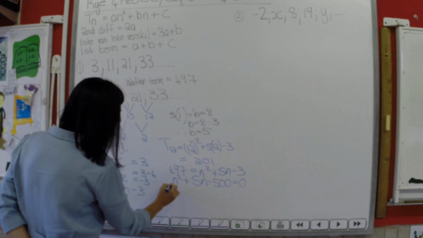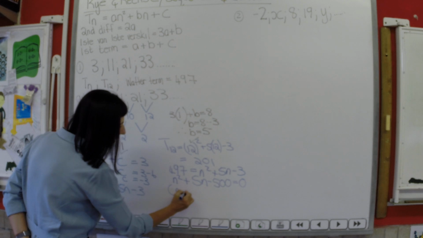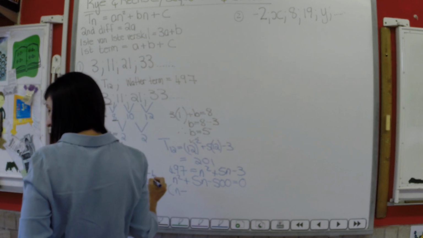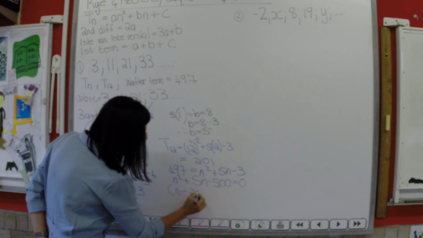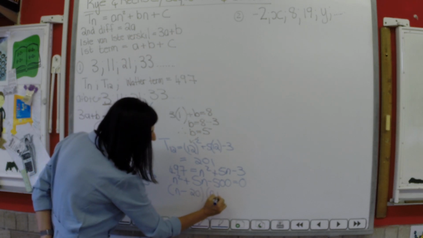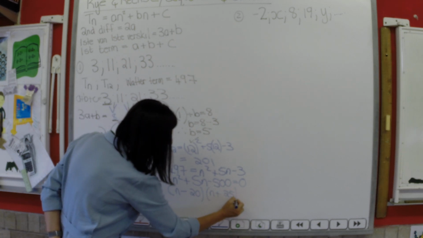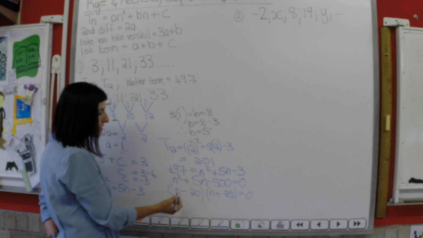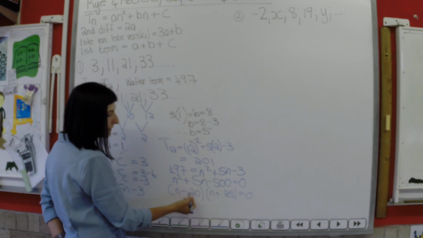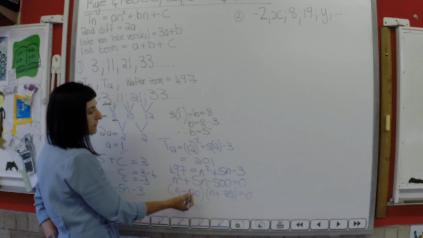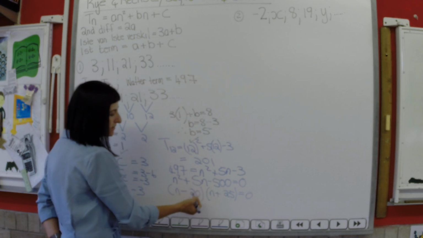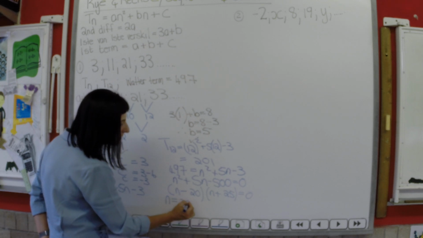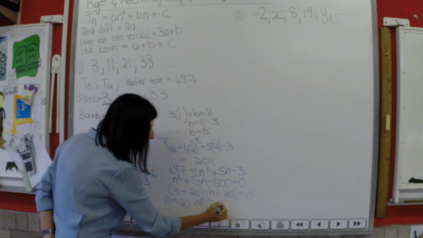So if you factorize, you'll get n minus 20, and n plus 25. Waar kry jy vir dit? Onthou daai maal daai gee vir my minus 500, so minus 20 maal plus 25 gee vir my minus 500, and if I add those two, it's going to give me plus 5. So n kan of wees 20 of minus 25.